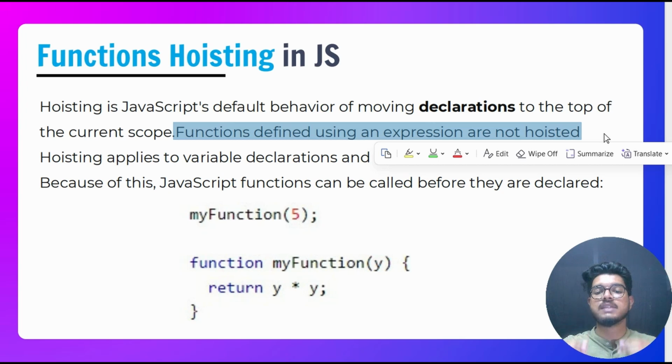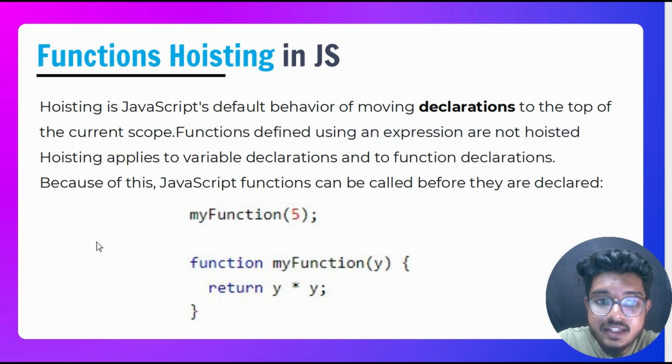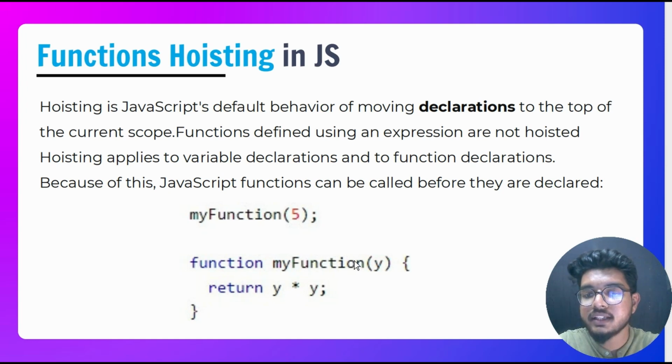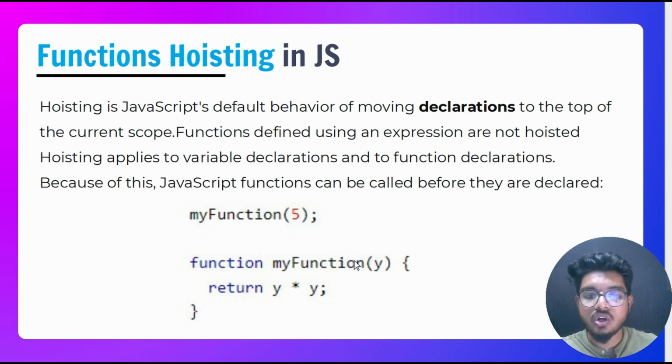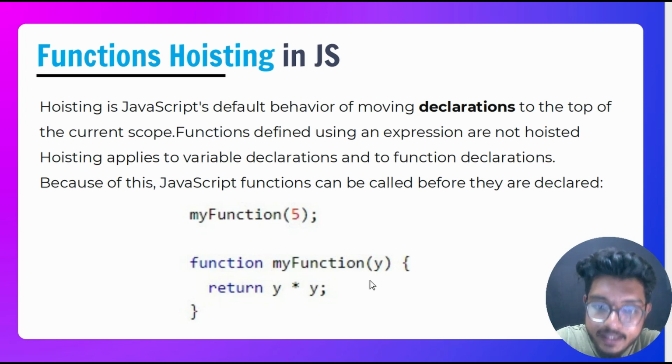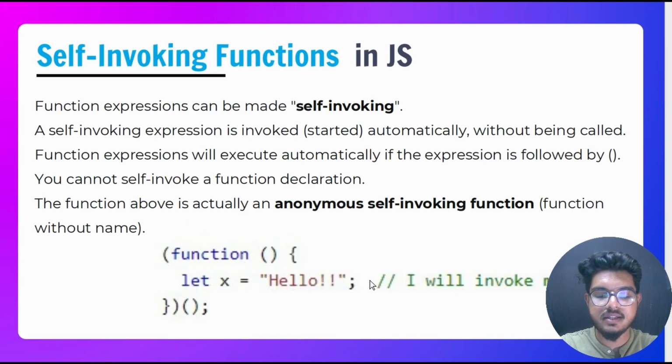If you use a function expression, it is not hoisted. It means that function does not go on top, and that line of code will not execute first. It will be treated as a normal one line of code expression. Hoisting applies to variable declaration and to function declaration, but for function expressions it does not apply. Focus on this, okay? Because of this, functions in JavaScript can be called before they are declared. That's what we have understood in the notepad previously.